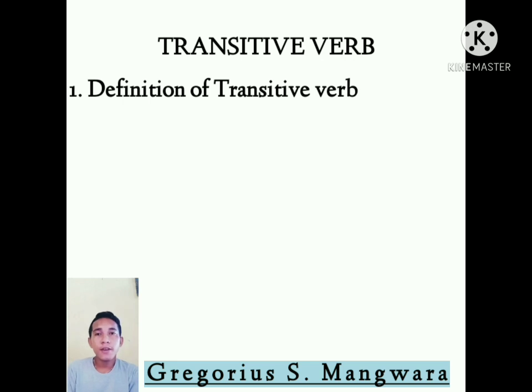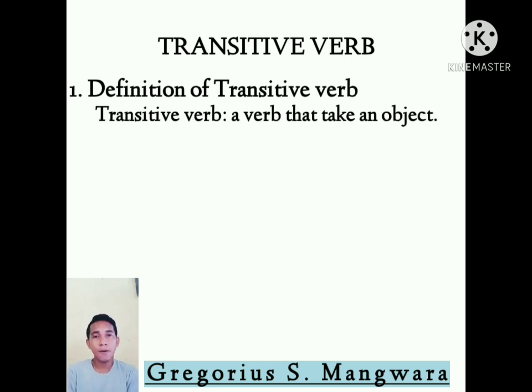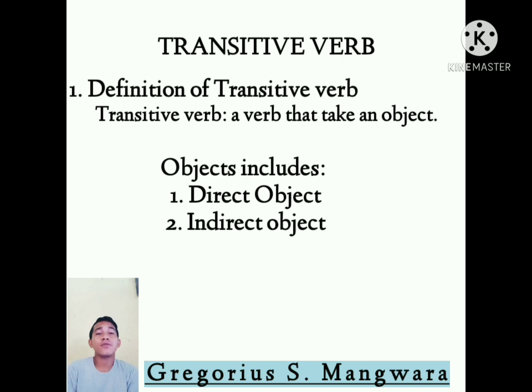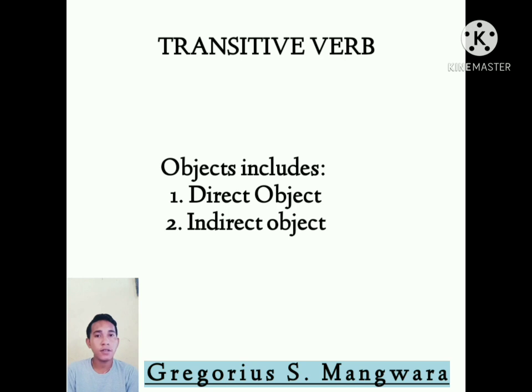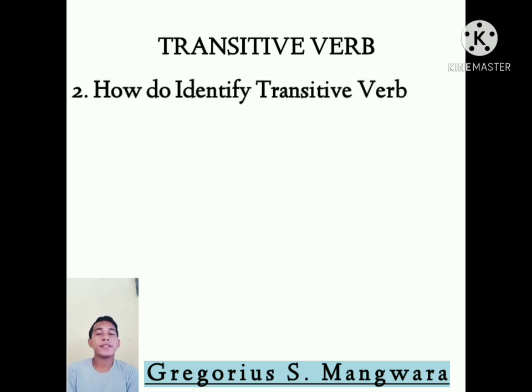In English grammar, a transitive verb is a verb that takes an object. An object includes direct or indirect objects. Many verbs have both transitive and intransitive functions, depending on how they are used. Now let's head into the second point, which is about how to identify a transitive verb. A transitive verb is not only a verb that can take an object, it demands objects. Without an object to affect, sentences with transitive verbs will not seem complete.